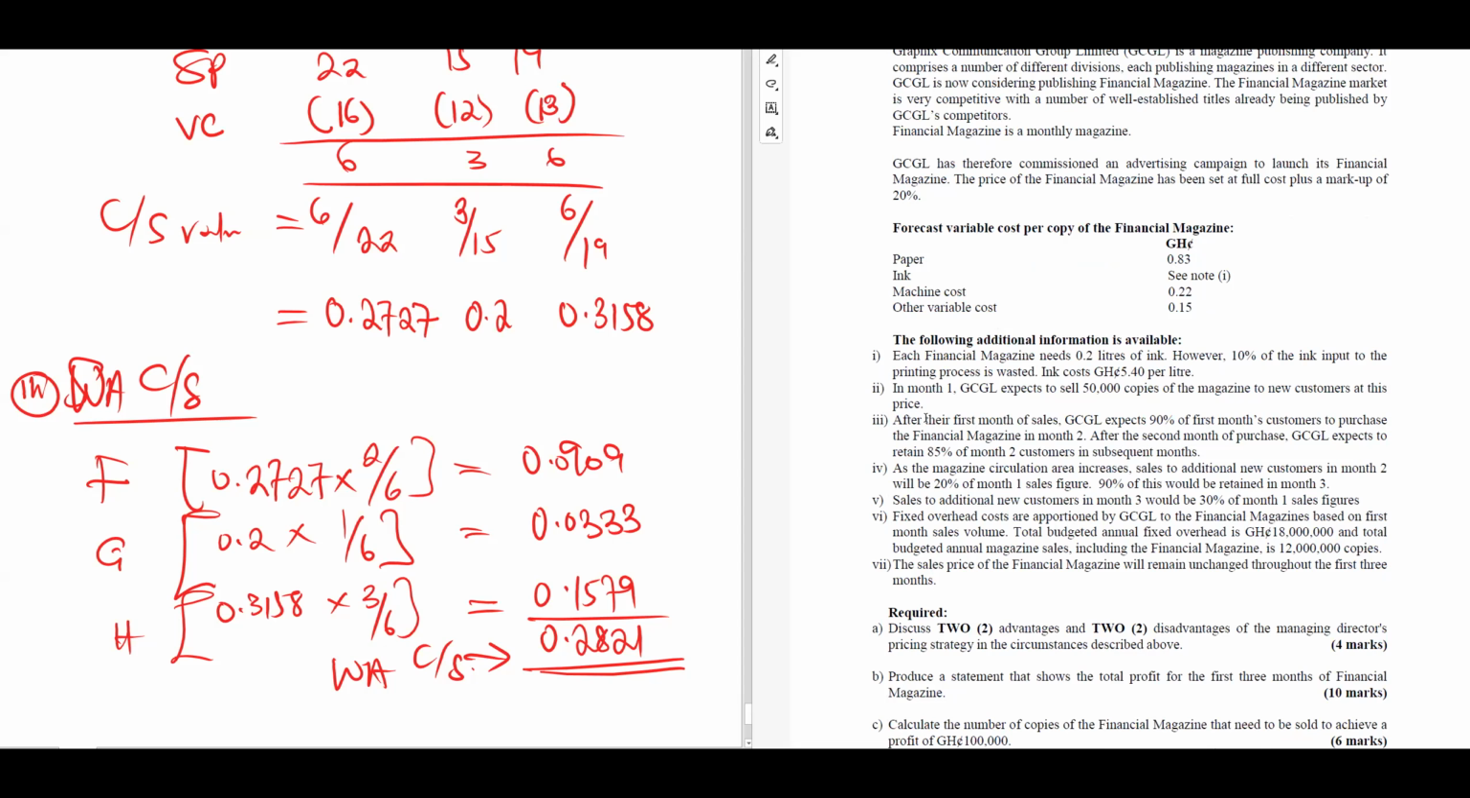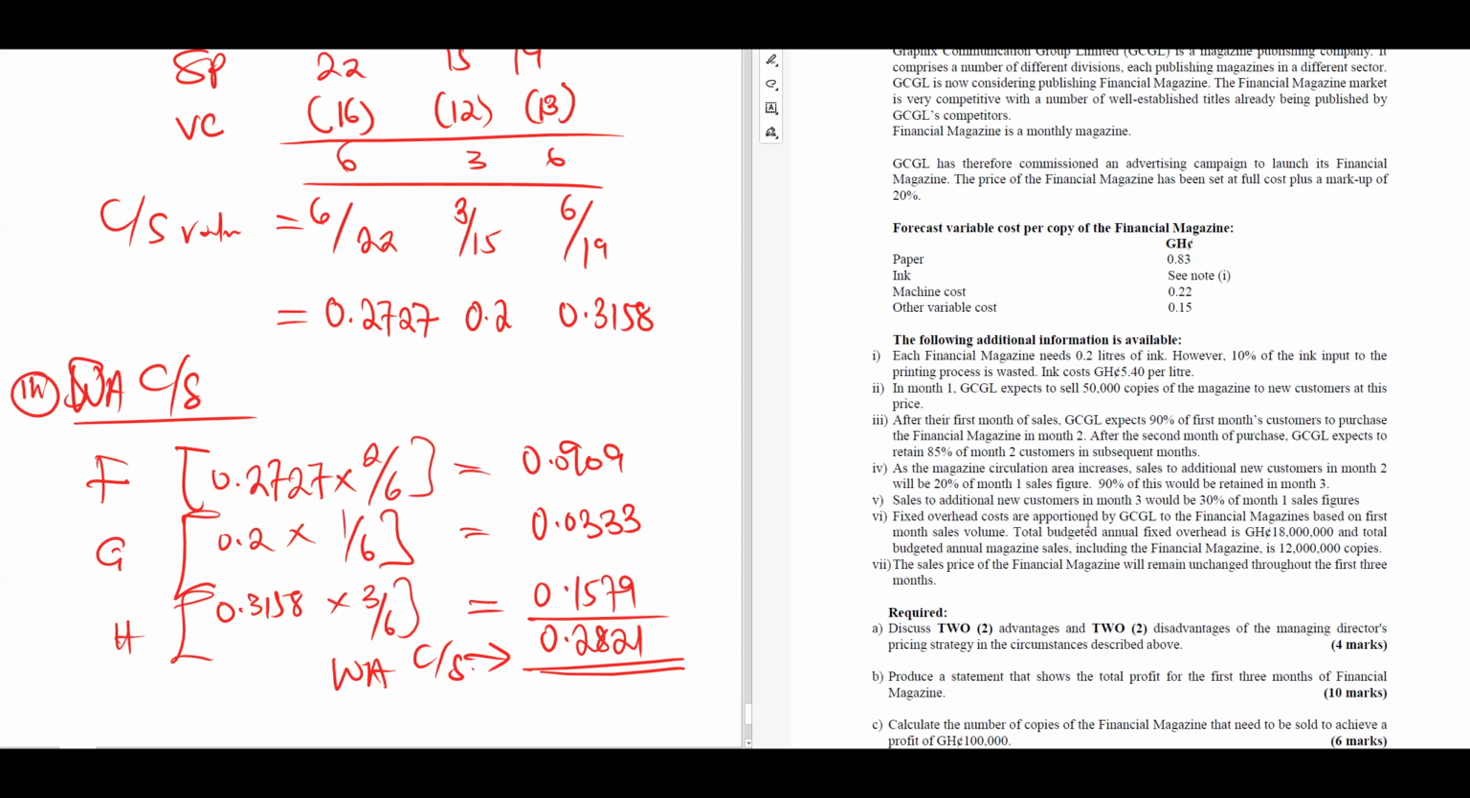Anyway, let's see. After the first month of sales, GCGL expects 90% of the first month's customers to purchase the financial magazine in month 2. After the second month of purchase, it expects to retain 85% of month 2 customers in subsequent months. As the magazine circulation area increases, sales to additional new customers in month 2 will be 20% of month 1 sales figure. 90% of this will be retained in month 3. Sales to additional new customers in month 3 will be 30% of month 1 sales figures.